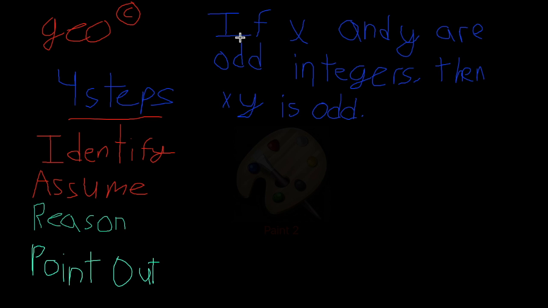We have a problem. If x and y are odd integers, then xy is odd. And to this, we use indirect reasoning. So, first step is to identify what we need to prove. We need to prove that, as stated before the question, x and y are odd and that xy is odd when multiplied together. And now we need to assume the opposite is true. So we need to assume that when you do x times y, it equals an even number.